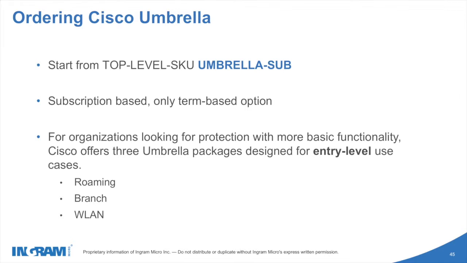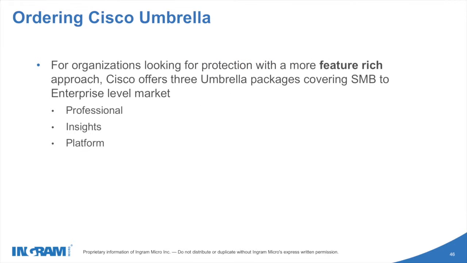Remember that Umbrella is subscription based, only term based, so you cannot buy it on a perpetual basis. Okay, so for organizations looking for protection with more basic functionality, Cisco offers three Umbrella packages designed for entry-level use cases. Specifically, these packages are called roaming, branch, and wireless LAN. For organizations looking for protection with a more feature-rich approach, Cisco offers three Umbrella packages covering small business to enterprise level market. These packages are Professional, Insights, and Platform.